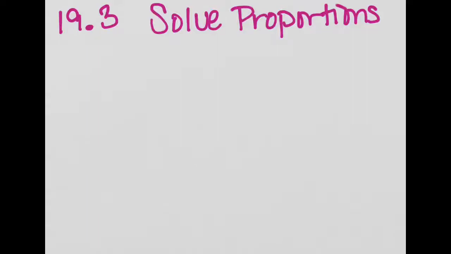Okay, this lesson 19.3 is going to be solving proportions. So we're using what we did in the previous lesson of creating a proportion, and now we're going to solve for a variable that we do not know. So we're going to do this cross multiplying.